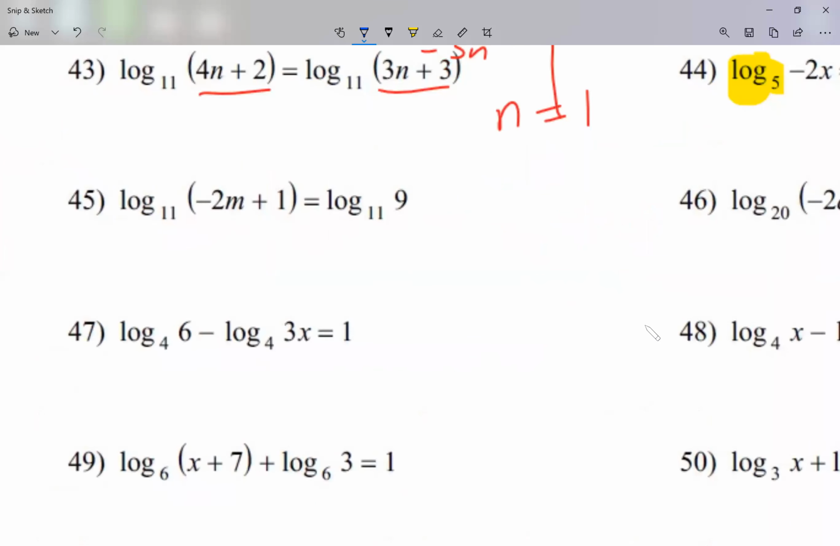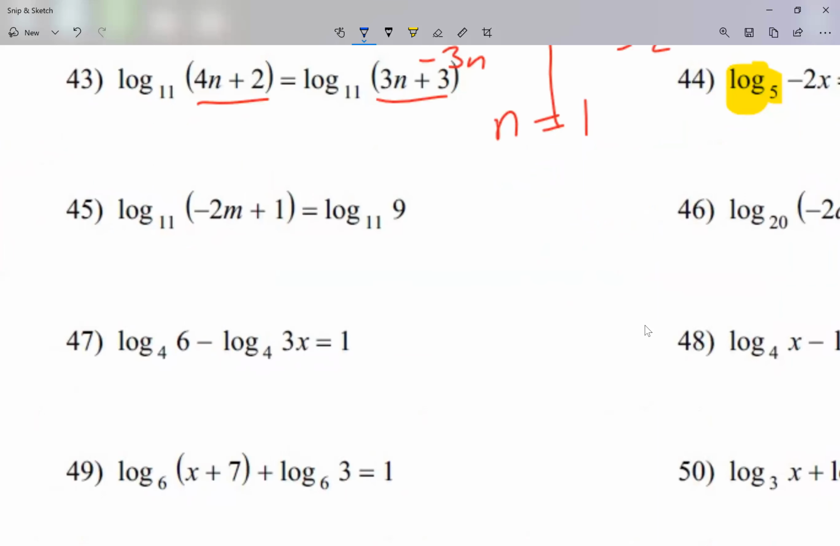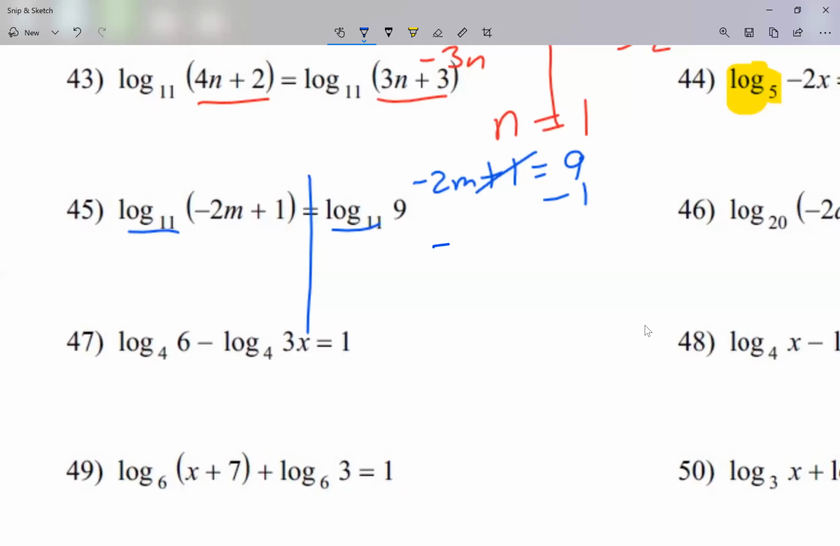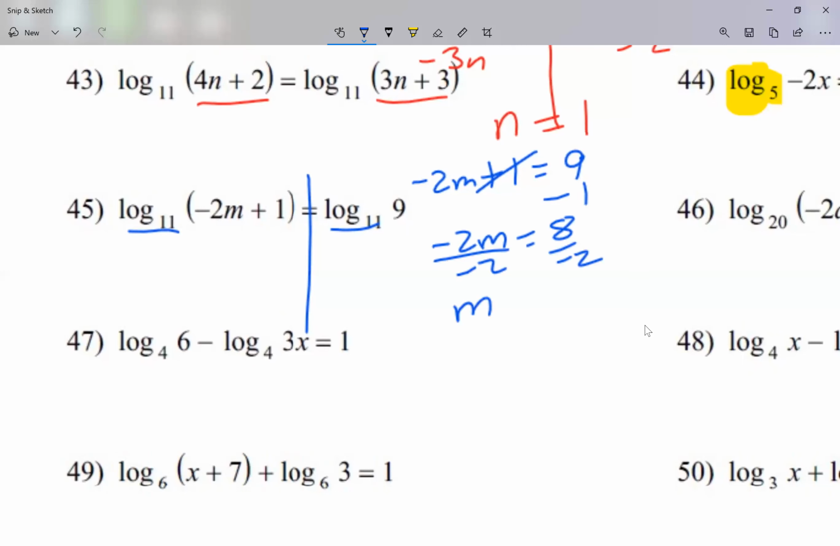Looking at question number 45. Again, let me separate my sides through the equal sign. And I see the log base 11 on both sides. So I'm just going to write this as negative 2m plus 1 is equal to 9. My plus 1, let me move it over as a minus 1. So I have negative 2m is equal to 8, right? 9 minus 1. Let me divide by a negative 2. So I'm going to get m is equal to negative 4.